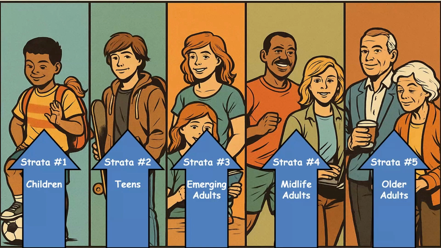I'm going to split them up into those strata, and then I'm going to do a simple random sample in strata number 1. So I'm just going to be selecting from children, and I'm going to randomly select, for example, 10 subjects from the children's strata. Then I go to the teen strata, and I randomly select 10 from there. Then I go to the emerging adult strata, and I randomly select 10 from there. And I do that for the midlife strata. I do that for the older adult strata. And then I combine all of those into a sample of 50, and that is stratified random sampling.